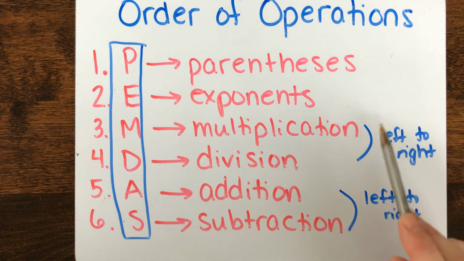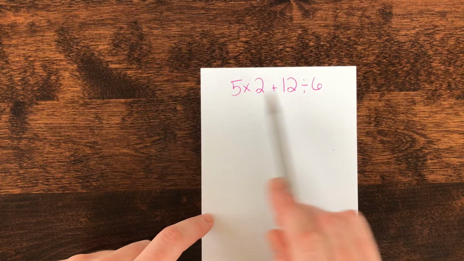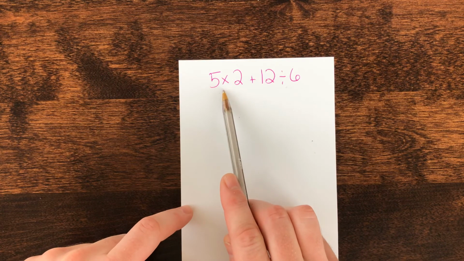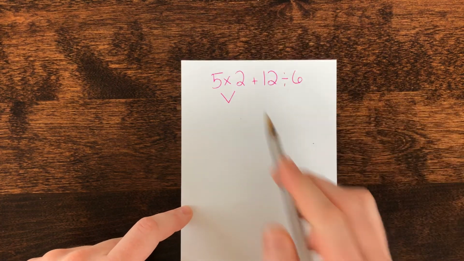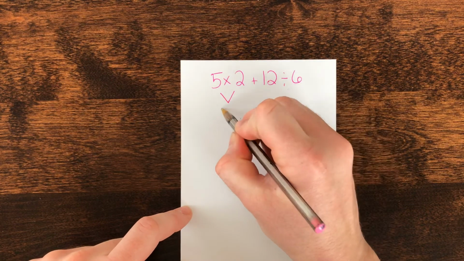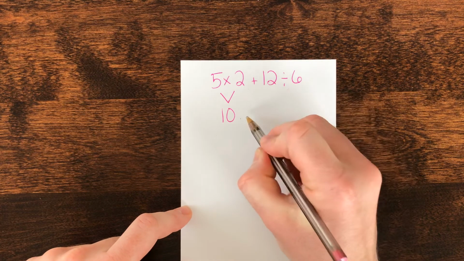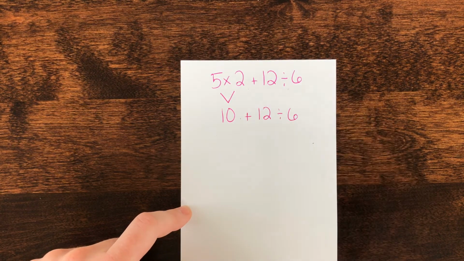You always do left to right. So if I have multiplication and division, I go left to right. So I'm going to do the multiplication first and then the division. So have my little caret. 5 times 2 is 10, and then rewrite everything that you didn't do yet. Plus 12 divided by 6.